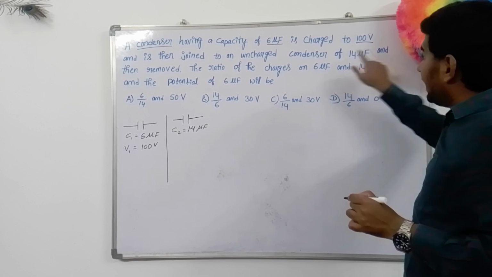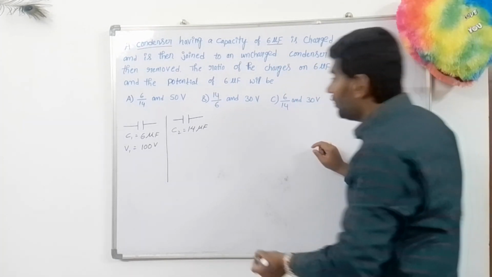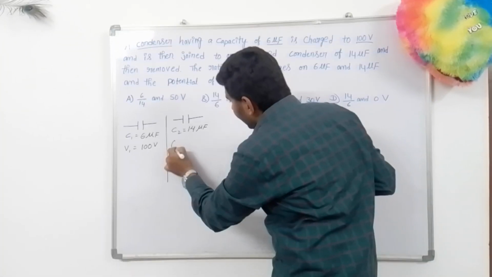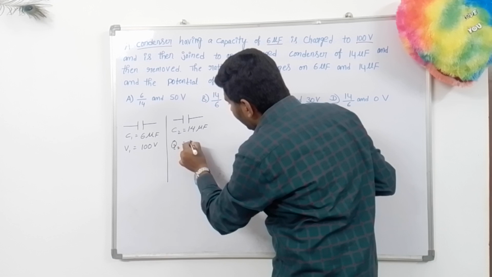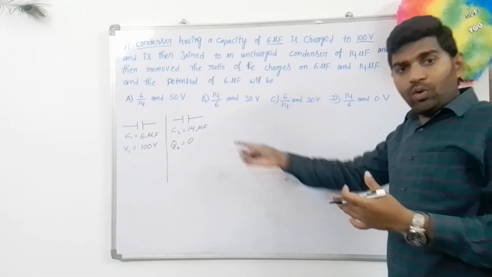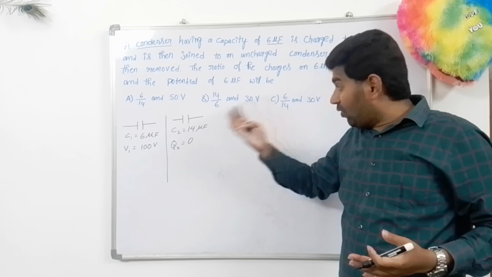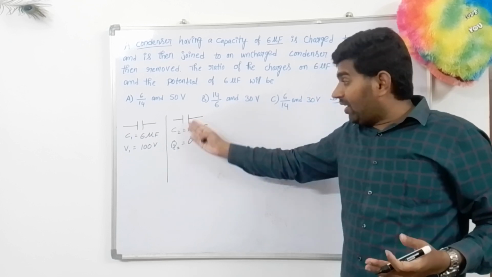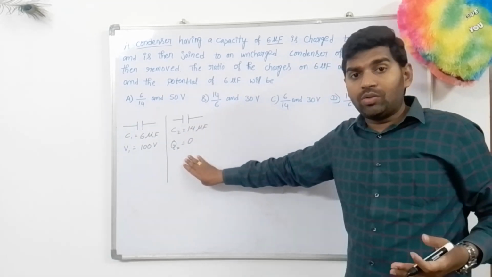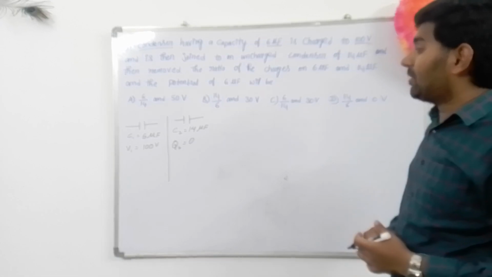And here that is uncharged. Uncharged means I can directly write Q2 is equal to 0. You know that Q is equal to CV. And C2 is equal to 14, V2 is equal to 0. I can directly write Q2 is equal to 0 because that is the uncharged capacitor.